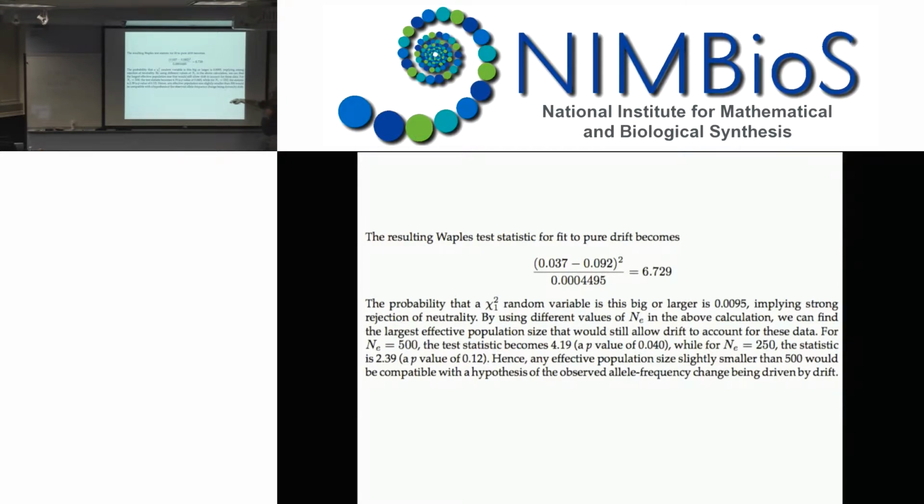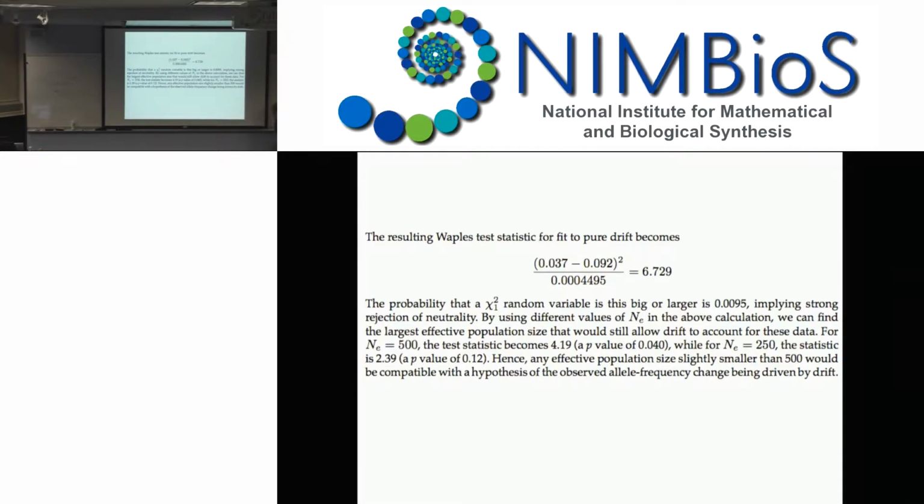So one nice thing about this Waples adjusted 2-point test is I can try different effective population sizes and find that critical population size above which the amount of divergence is not consistent with drift. And then you have to ask, as a biologist, is an effective population size of 500 reasonable given what you know about the biology, or given some other independent estimate?